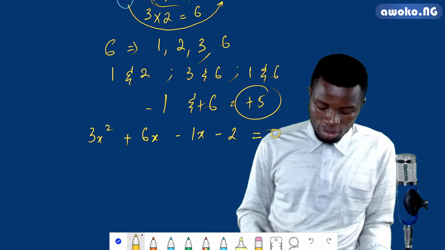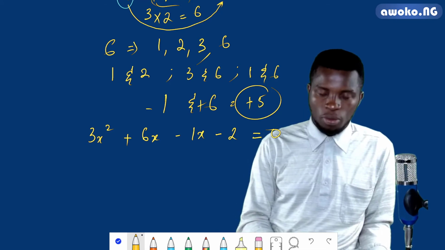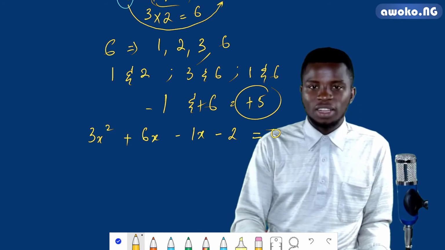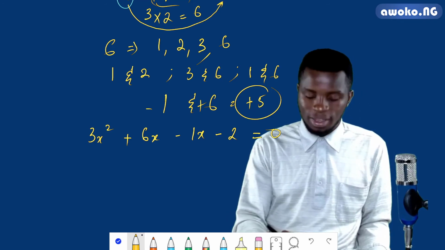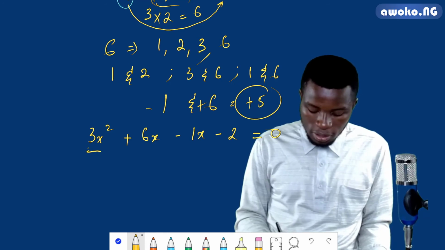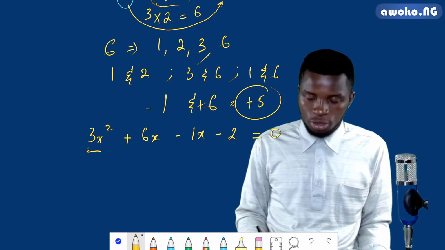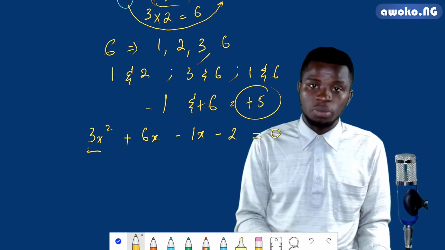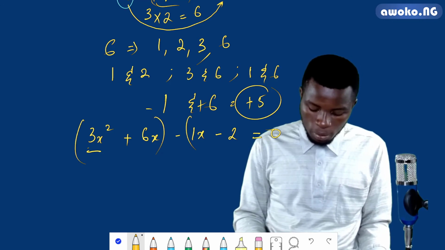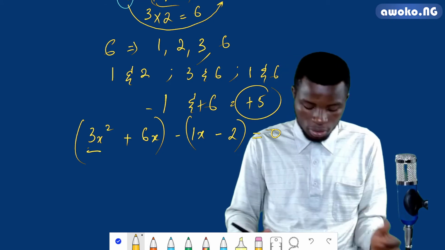And you still realize that we have not done anything to the initial problem, because what we just did was to put the factors of 6 inside the equation. We have 3x squared plus 6x minus 1x, which will give us plus 5x, then minus 2. So the equation still remains intact. Now, we have to group them in twos so that we can find the common factors between them.